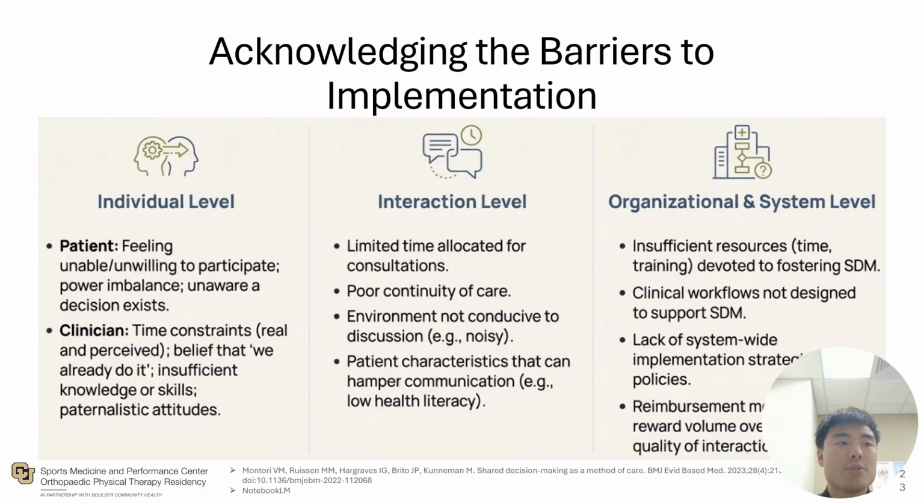Workflow and system issues create friction. If there's no systematic process for when and how to do shared decision making, it happens inconsistently. Poor care coordination and lack of continuity mean decisions get fragmented across multiple clinicians. If an organizational culture prioritizes efficiency over engagement, shared decision making feels countercultural.